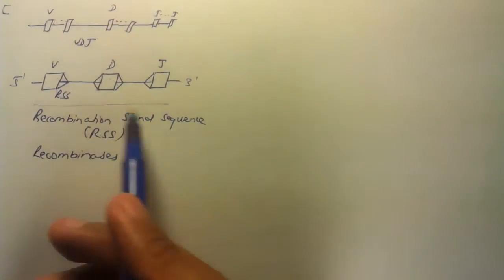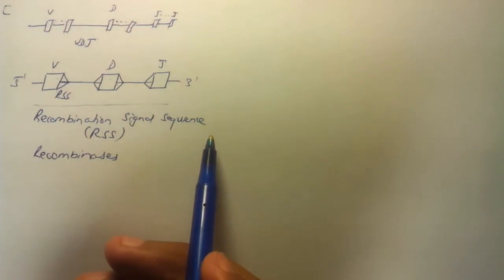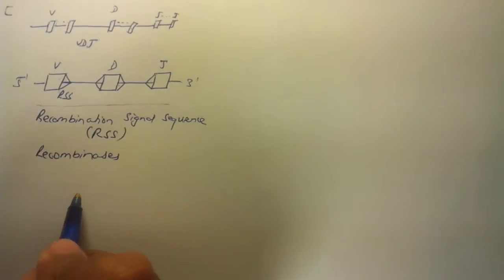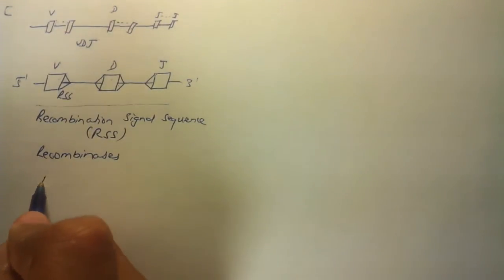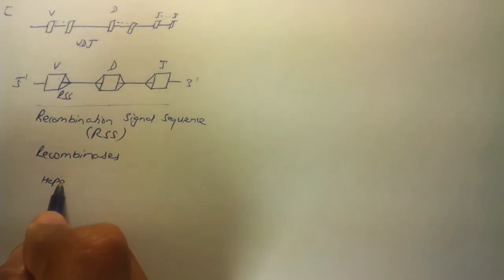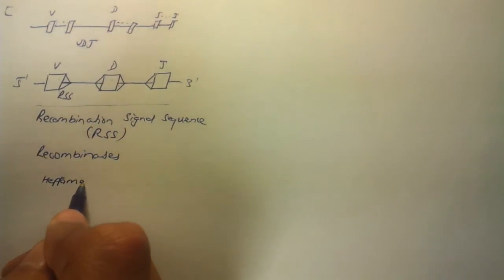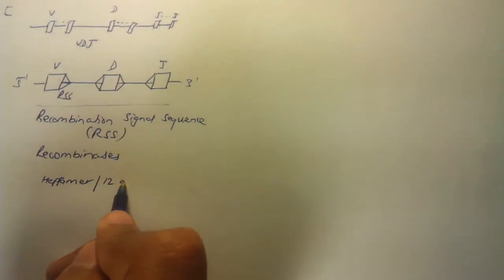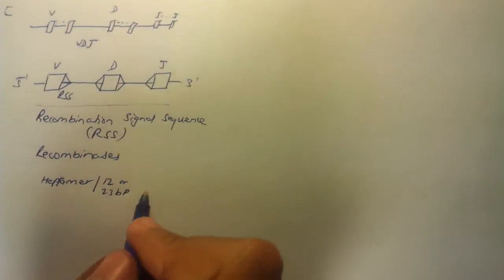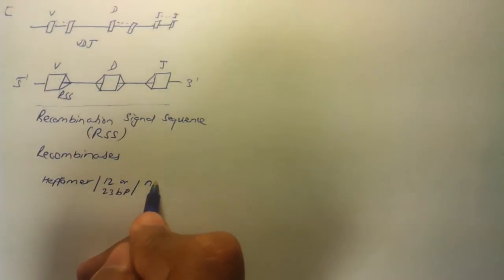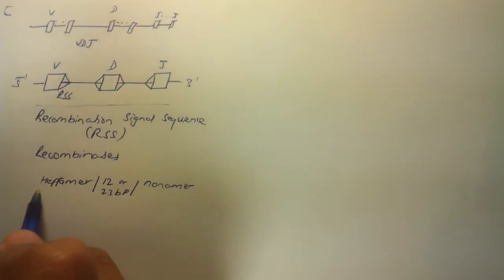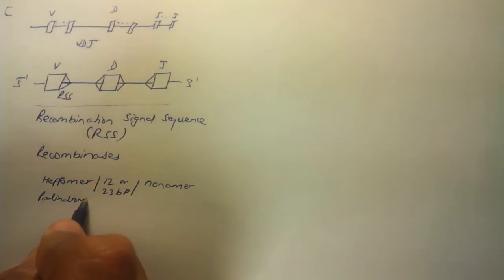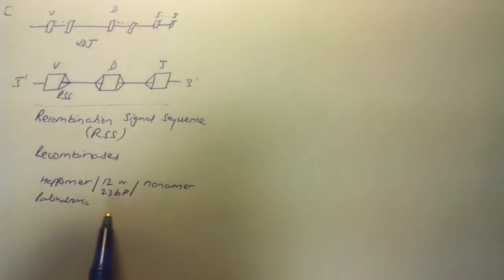And let's talk about what a recombination signal sequence actually looks like. So the recombination signal sequence has a heptamer on one side. Heptamer means that there are 7 nucleotides, and in the middle we have 12 or 23 base pairs, and on the other side we have a nonamer. And this heptamer, it's palindromic. It means that it's going to be the same whichever way you read it.